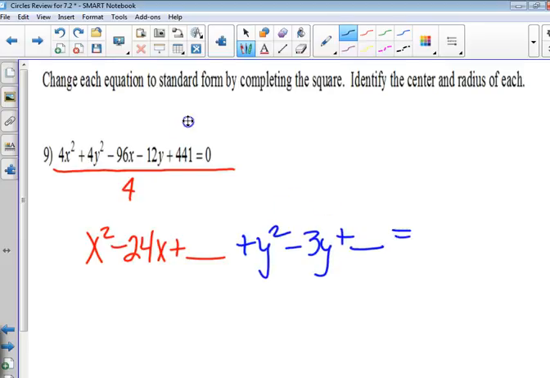And then I'm going to move this guy over the other side. So it's negative 441, but he is divided by 4, right? You can put a decimal, doesn't matter. I'm going to deal with it later. All right. So the first one with the x's, who's got this one?